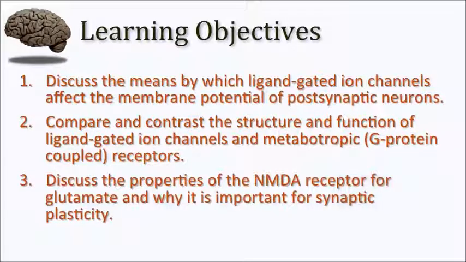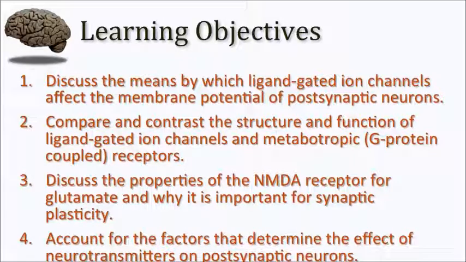We're going to focus on one very particular ligand-gated ion channel that's very important, especially in the context of learning about neuroplasticity. And I want you to discuss the properties of the NMDA receptor for glutamate and why it's so important for synaptic plasticity. And lastly, I want you to be able to once again recount the factors that determine the effect of a neurotransmitter on a postsynaptic neuron.